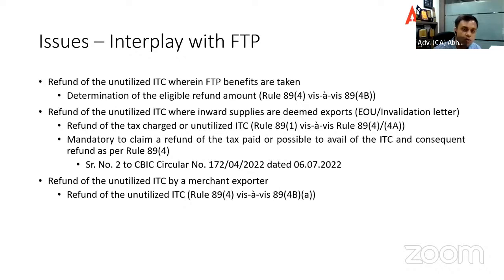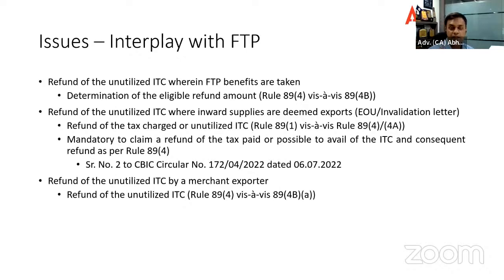So in that circular, the board has taken a view that in that situation, compulsorily, either the supplier or the recipient should have claimed the refund under the deemed export category. This amount cannot be considered as an ITC, and therefore the refund of ITC cannot be claimed by exercising the mechanism available under the general law, that is Section 54(3), read with Rule 89(4). To my mind, the circular is contrary to the law. The law never says that it is compulsory to claim the refund of the tax charged on deemed exports.